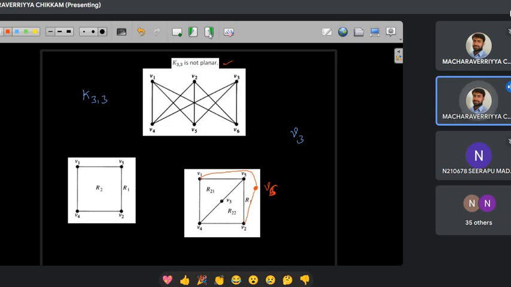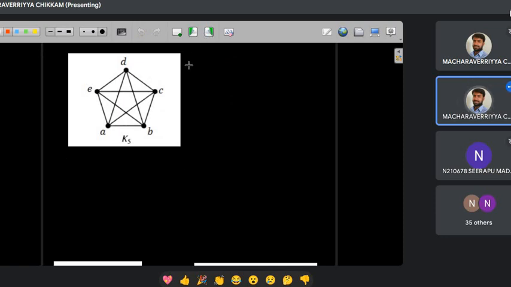Not only K3,3, there is one more non-planar graph, that is K5. K5 is also non-planar. So let us try to show that. Let me consider this triangle, that is A, B, D, and I'm taking C inside of it.